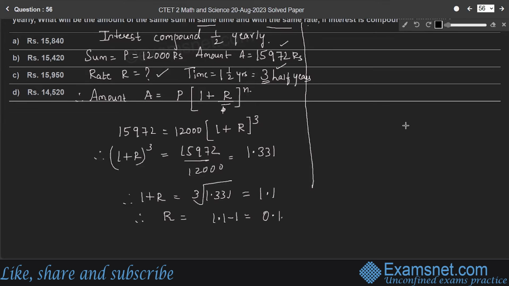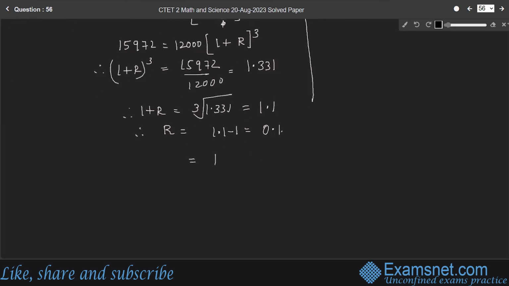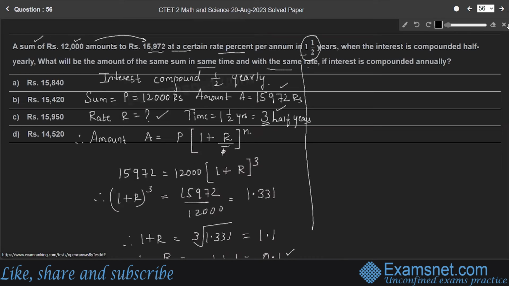So if you want to express in terms of percentage, it becomes 10%, right? So 0.1 or 10%, both are same, right? Because 0.1 is 1 by 10. So if you want to express in terms of percentage, multiply and divide the fraction by 10, you'll get 10 by 100, which is 10%, both are same, right? Therefore, here rate of interest R is 10% or 0.1, right?